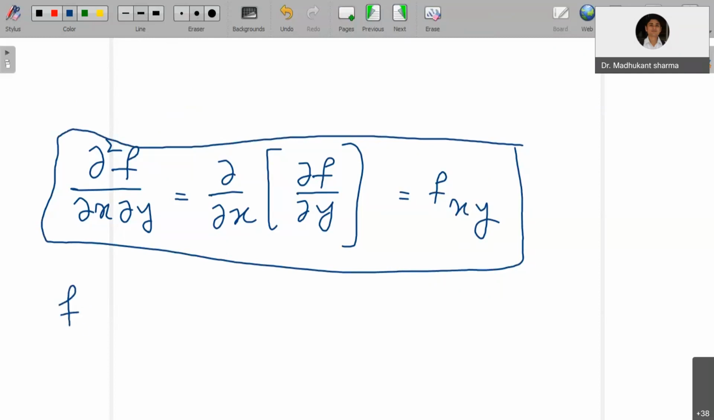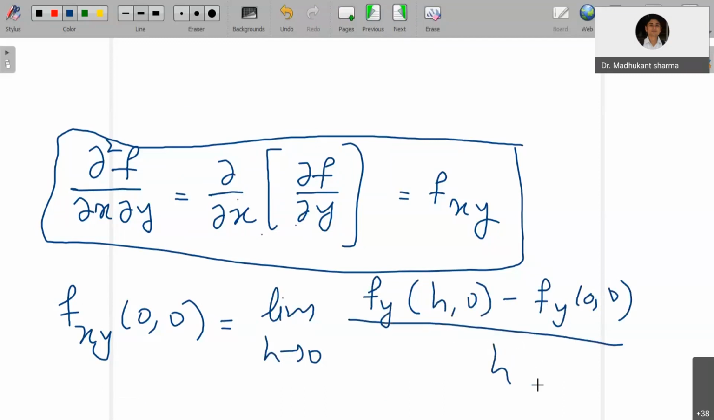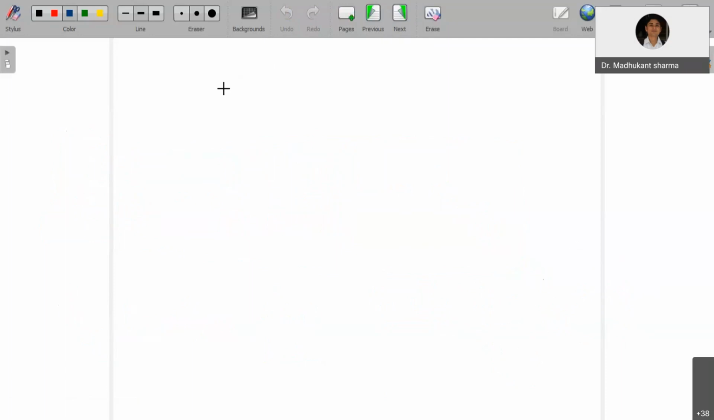So let me find out what f_yx is at (0, 0). You have already found f_y. We are differentiating partially with respect to x, in that case. So it's going to be limit h tends to 0, in the x direction, f_y at (h, 0) minus f_y at (0, 0), divided by h. f_y at (0, 0) is 0, which we have found. So this equals limit h tends to 0, f_y at (h, 0) divided by h.